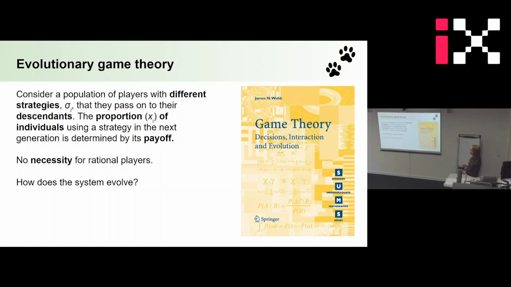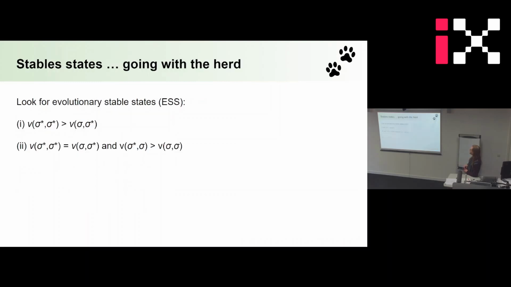And the question is, how does this system evolve? If you're interested in how systems evolve, what you're often most interested in is what states are stable. So what will the system converge towards? There's something called evolutionary stable states, and the idea here, I write it here as going with the herd.